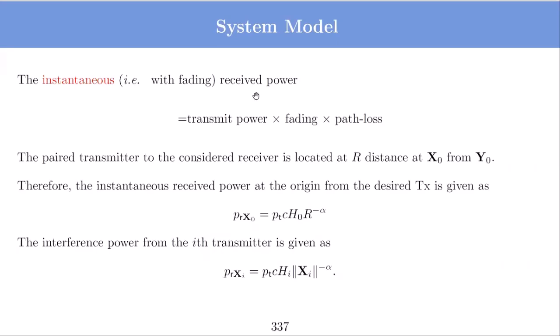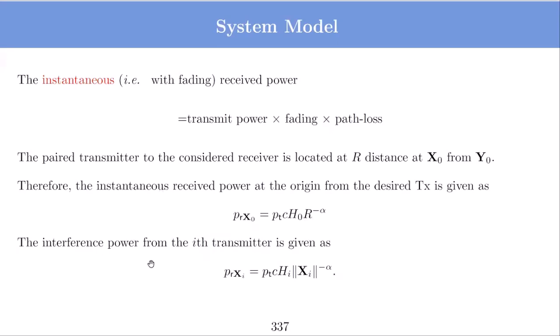Right. So in this case, just to distinguish between them, this is called the instantaneous power, and the transmit power times path loss is known as the average receive power. Okay, so just note the difference between instantaneous receive power and the average receive power. Now the pair transmitter to be considered is located at r distance at x0 from y0. So the instantaneous receive power at the origin from the desired transmitter is given as transmit power c h0 r minus alpha. So this h0 is extra, which is the fading from x0.